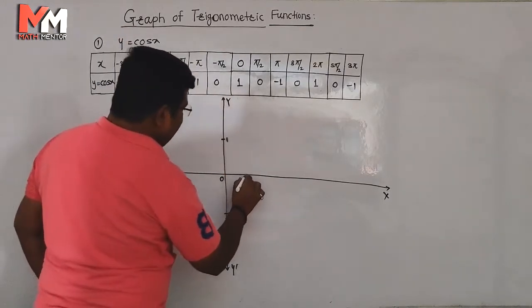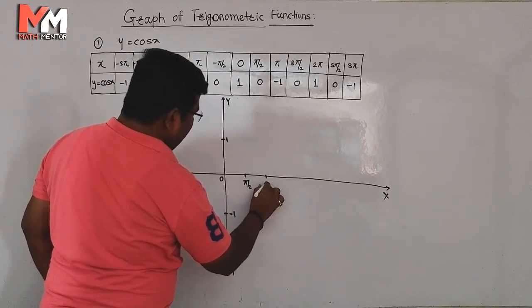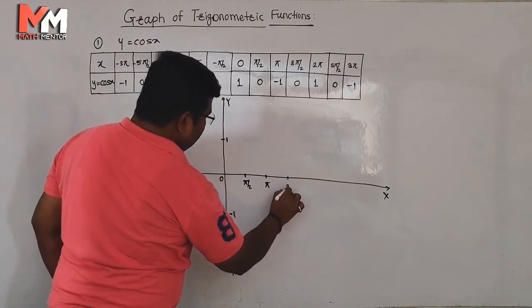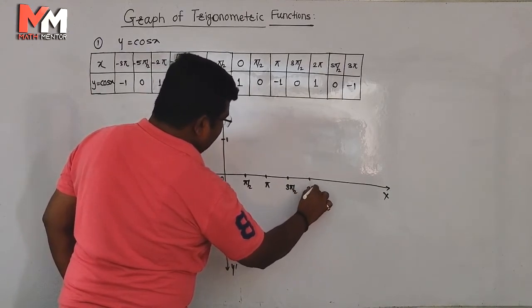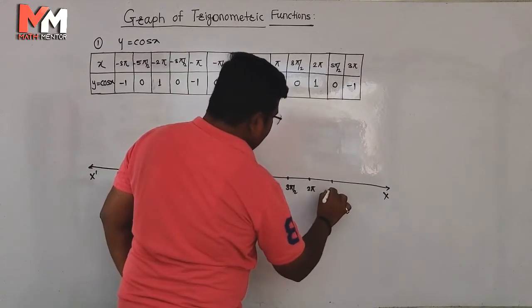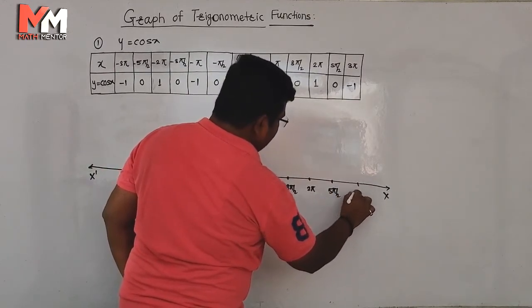सो यहां से स्टार्ट करेंगे प्लस पाई बाय 2, प्लस पाई, प्लस 3 पाई बाय 2, प्लस 2 पाई, प्लस 5 पाई बाय 2, प्लस 3 पाई.